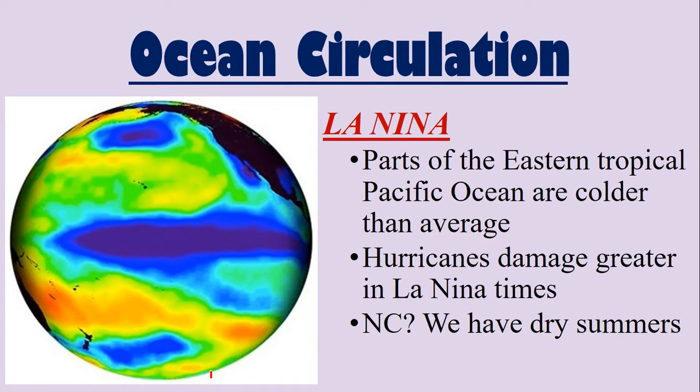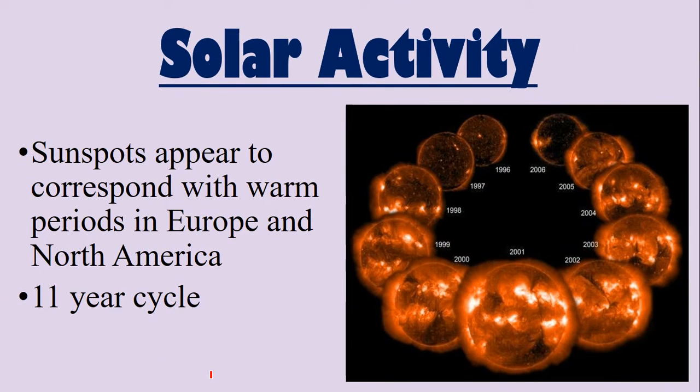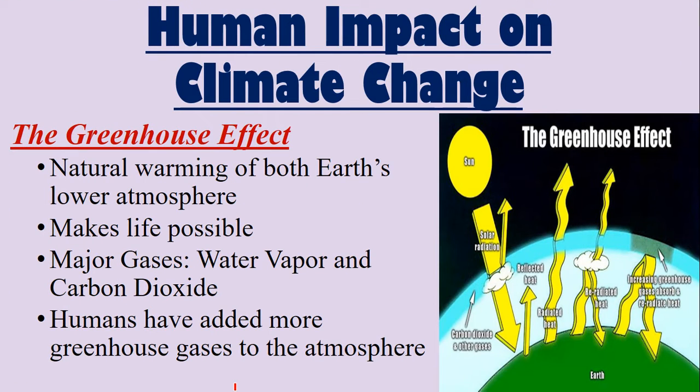La Niña is the reverse of El Niño. It's when the eastern tropical Pacific Ocean has colder than average temperatures. During hurricane season, when there's a La Niña effect, it can have hurricanes that cause greater damage. And in North Carolina, we usually have a drier summer. Solar activity: sunspots have corresponded with warming periods in Europe and North America, and they've noticed that these sunspots are on an 11-year cycle.